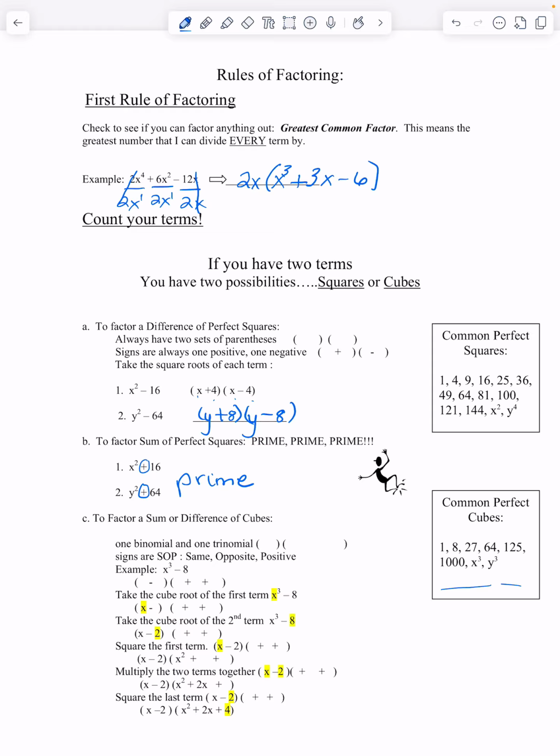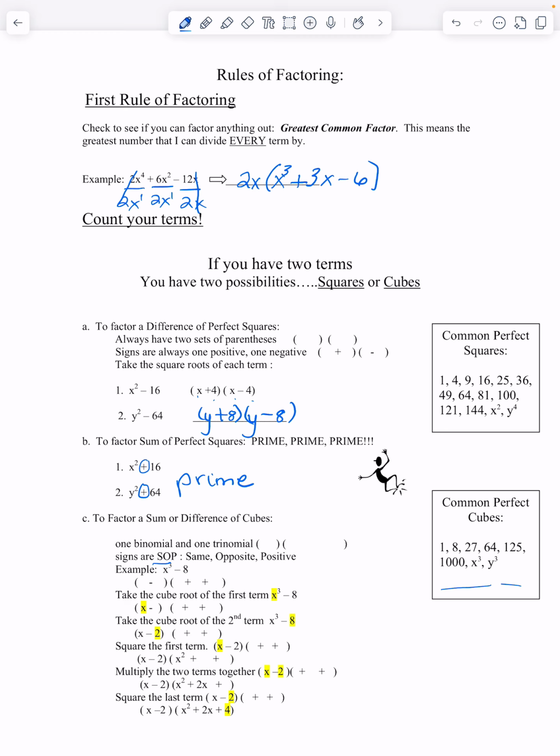So to factor the perfect cubes, what you're going to do is start off with a binomial, so a smaller parentheses, and then a trinomial, so a bigger parentheses. The signs are always, for a cube, SOP: same, opposite, positive. Okay, so look at the example that I've highlighted here.